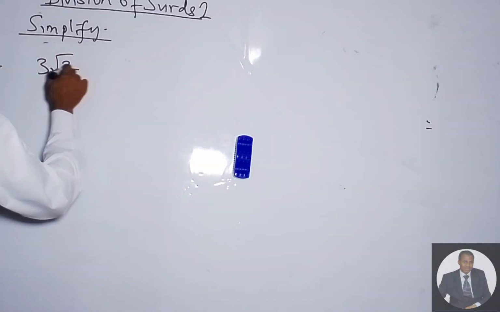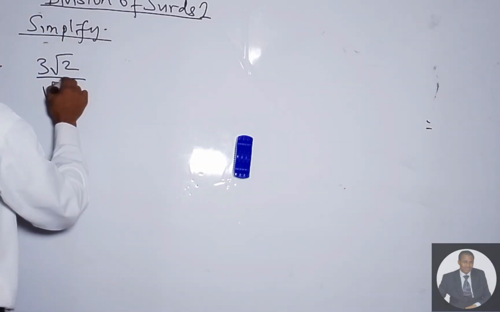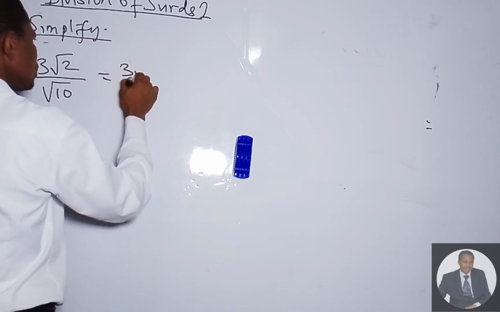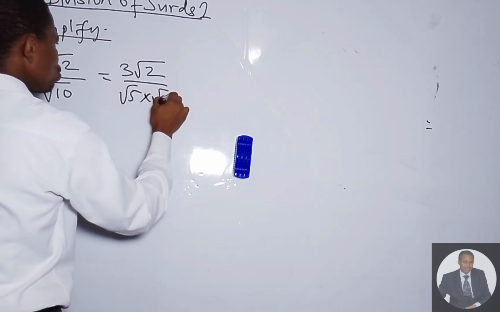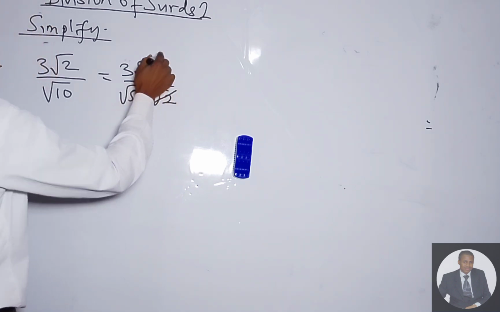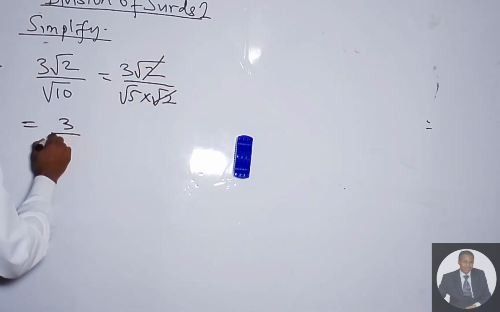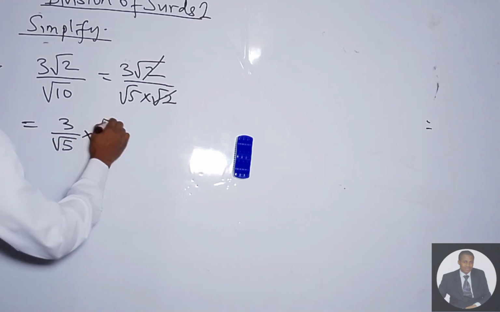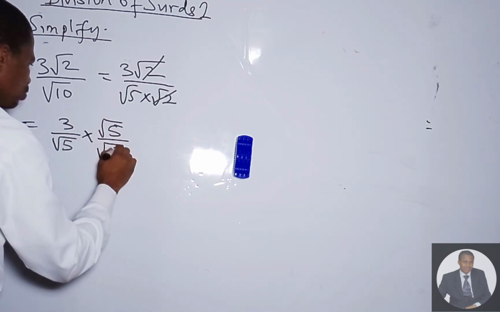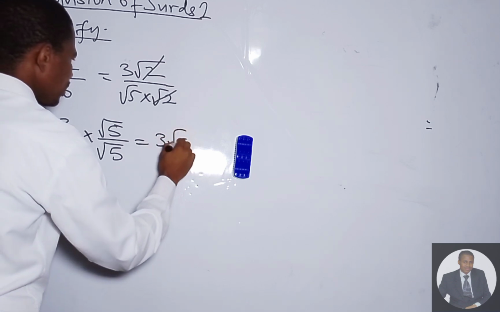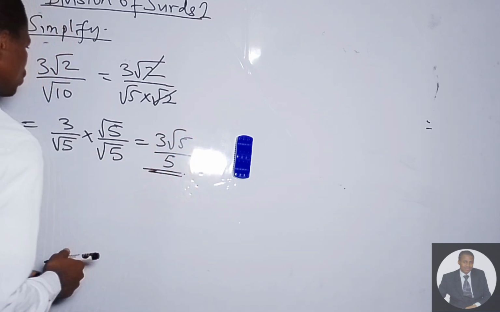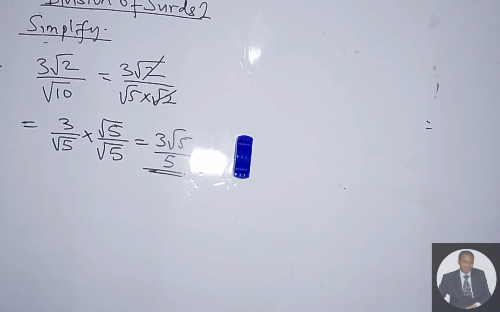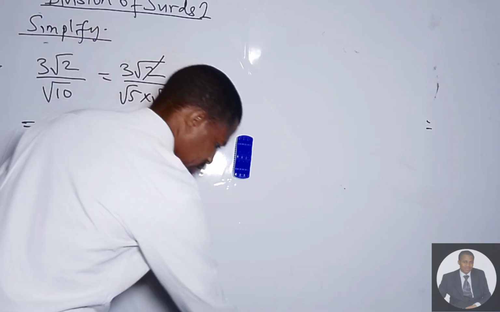Another question. 3 root 2 over root 10. Let's explain it further. Root 10 is the same thing as saying root 5 times root 2. So root 2 here, we cut root 2 here. So we have 3 over root 5. We rationalize by multiplying the numerator and the denominator by root 5. So we have 3 root 5 over root 5 times root 5, 5. 3 root 5 divided by 5. That's how far we can go with this question. That's the answer.